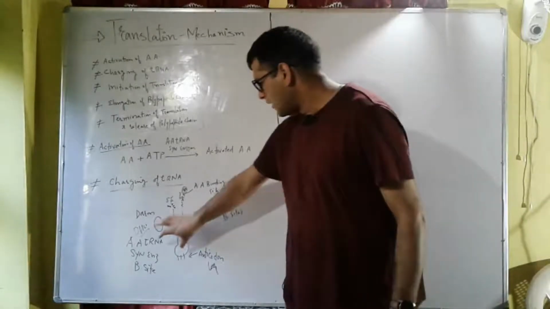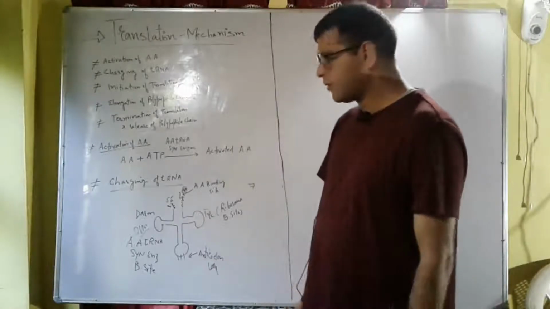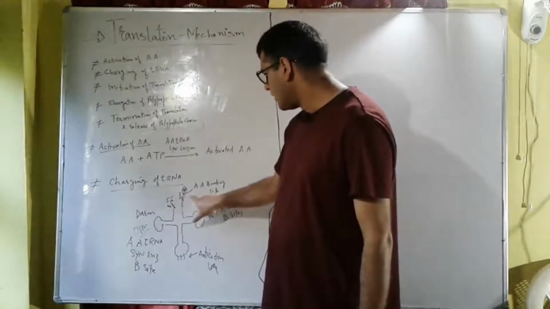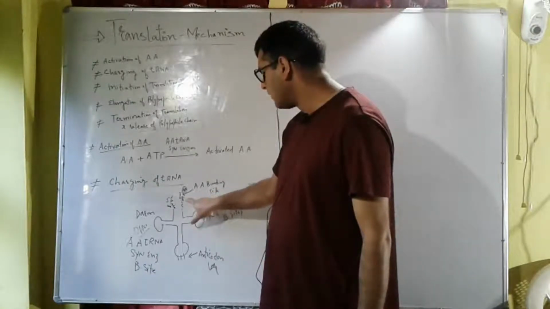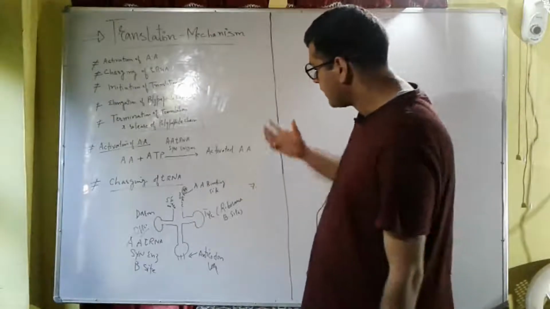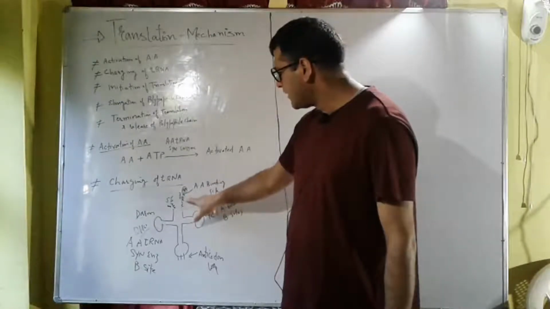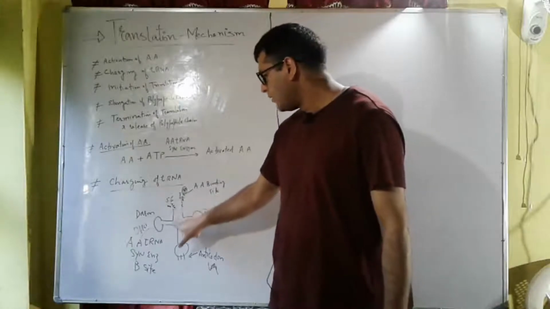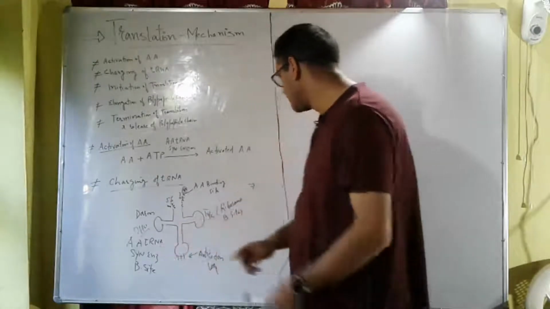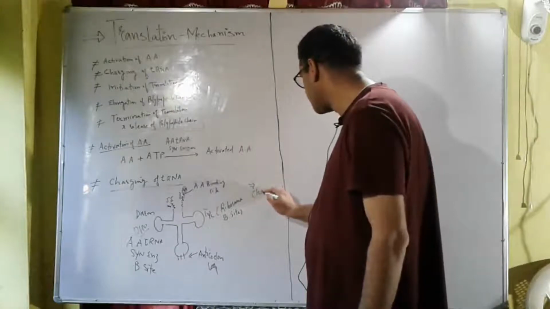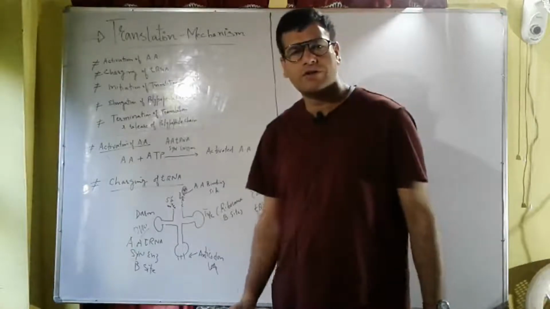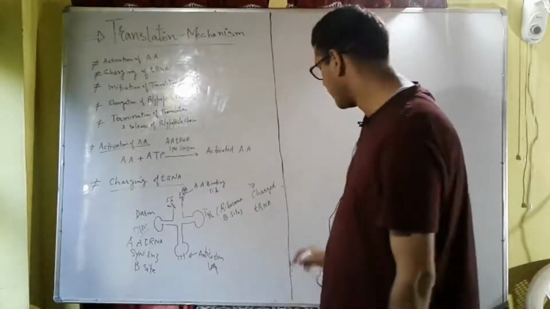This amino acyl tRNA synthetase enzyme binds the amino acid at the 3' hydroxyl end of tRNA by means of a covalent linkage. That means the amino acid is attached to the 3' hydroxyl end of the tRNA by means of a covalent linkage by amino acyl tRNA synthetase enzyme, and this is called charging of tRNA. This is called charging, or we can say charged tRNA. The tRNA having a specific amino acid loaded on it is known as charged tRNA.